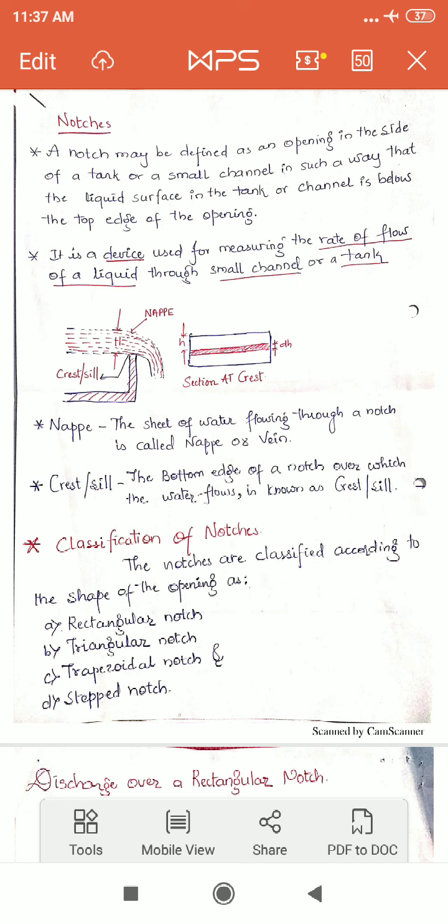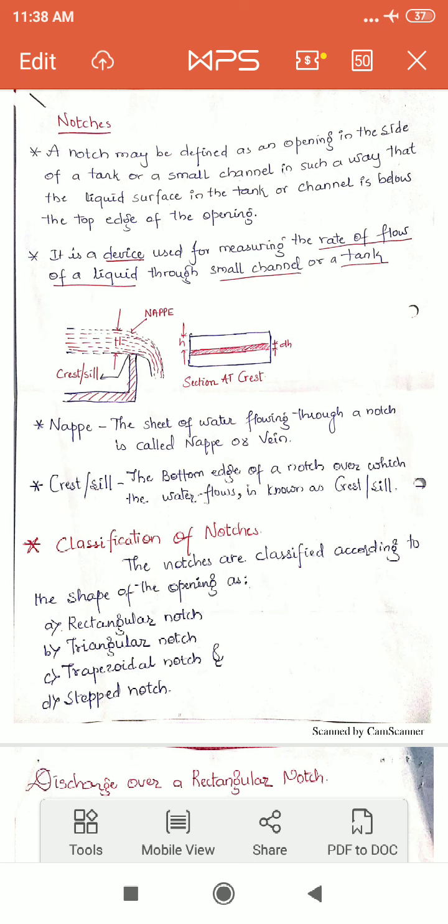Okay, so it is a device used for measuring the rate of flow of liquid through a small channel or tank. If you have a tank here, section 1, and you make a passage of water through the tank, that becomes a notch, a passage for the movement of water. Okay, so these cases can be seen in your V notches and all these things.